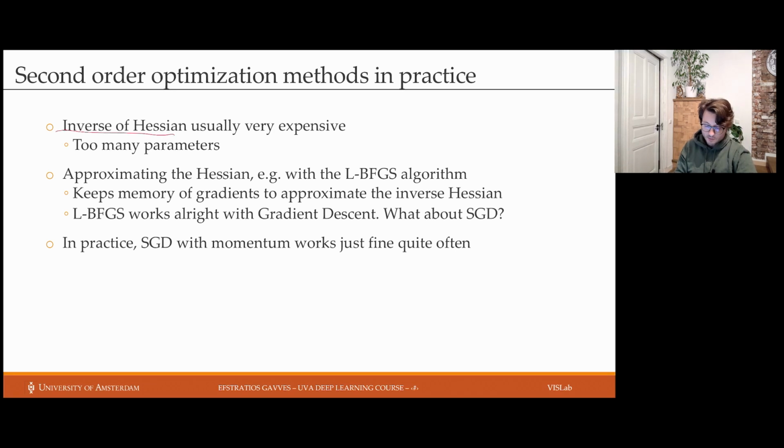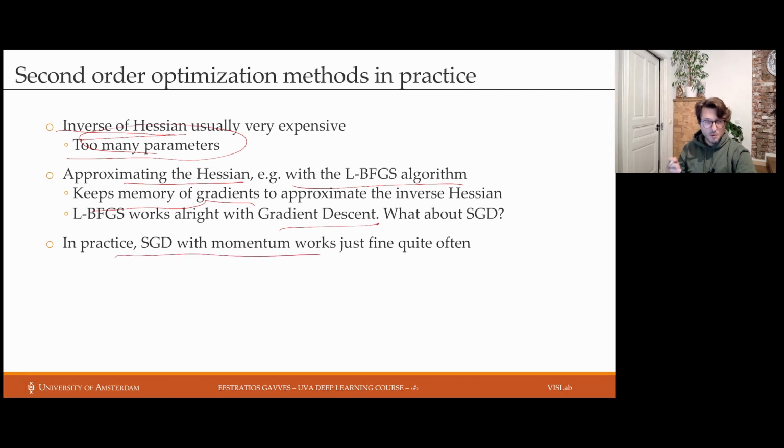However, the problem is that the Hessian is quite expensive to begin with, but also the inverse of the Hessian is very expensive. It has, I think, a cubic complexity. And the fact that we have so many parameters in our neural network models does not help computing that inverse. Approximating the Hessian is an option, perhaps using the LBFGS algorithm. It keeps memory of gradients to approximate the inverse Hessian, and it works okay with gradient descent, but with SGD, as far as I've read, there is no reliable solution.